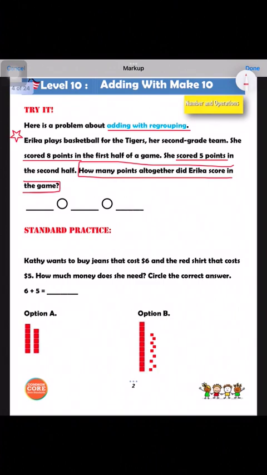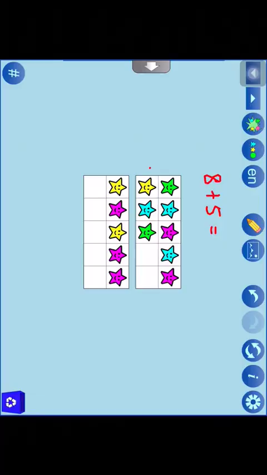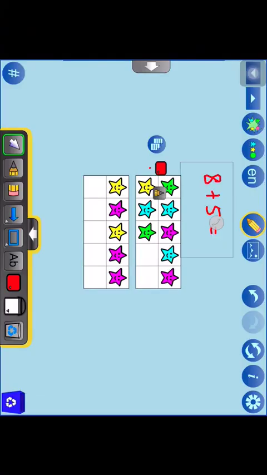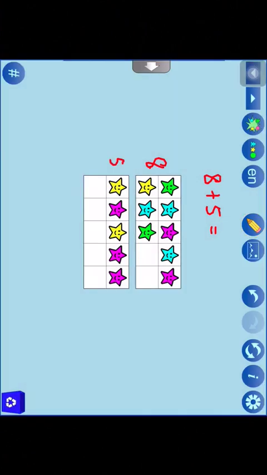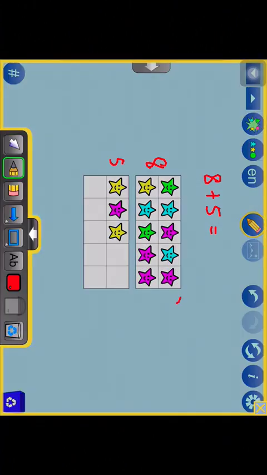So in the first half, she scored 8 points, together with the other half, which is 5 points, so we add 8 and 5. Here are 8 stars and 5 stars. So we may regroup it into 10. We may move 2 stars from the 5 to the 8. So now we have 10 and 3 ones, which is 13.